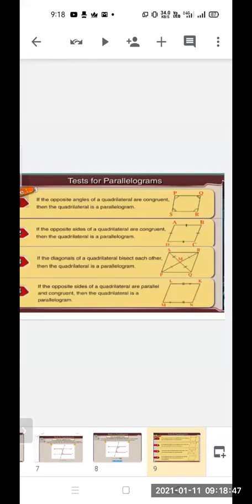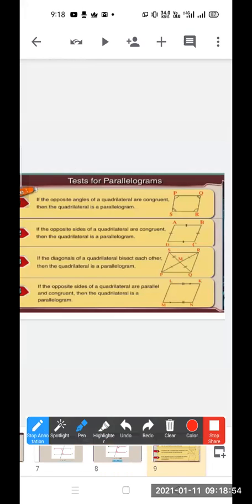So if the opposite sides of a quadrilateral are congruent, we can say that the given quadrilateral is a parallelogram. In this figure, the quadrilateral ABCD can be said to be a parallelogram only if the opposite sides are congruent. So here AB is congruent to DC. Similarly, AD is congruent to BC. If the opposite sides are congruent, then that quadrilateral is a parallelogram. Okay, is it clear?